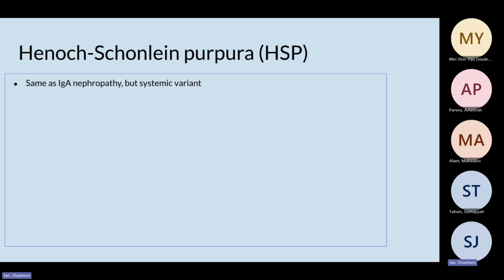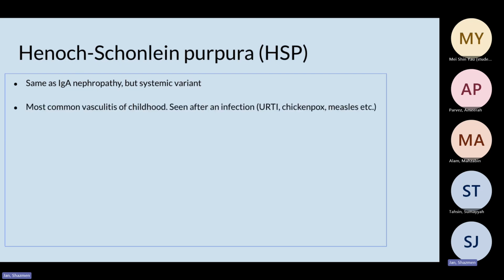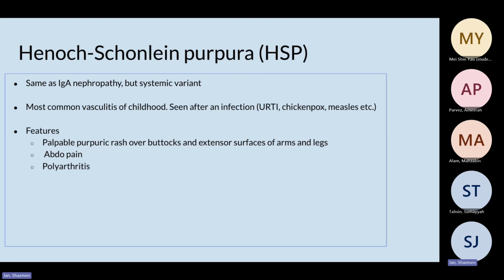It's pretty much the same thing as IgA nephropathy, but it's a systemic variant, and it's very common in childhood. It's not a common childhood condition, but it's one of the most common vasculitides of childhood. It's also typically seen after infections such as chickenpox, measles, and upper respiratory tract infection. Features include a palpable purpuric rash over the buttocks and extensor surfaces of the arms and legs, abdominal pain, joint pain around the body, and also features of IgA nephropathy such as hematuria and renal failure.